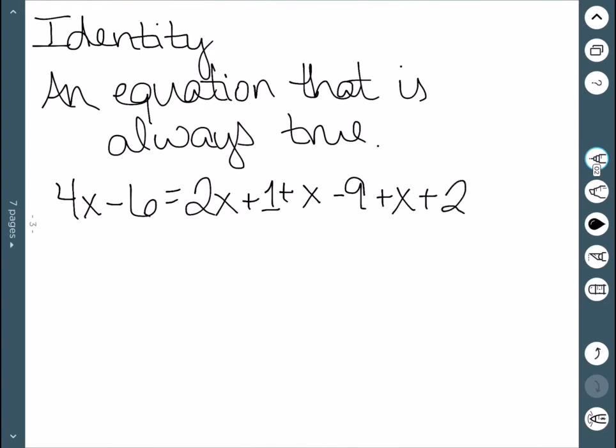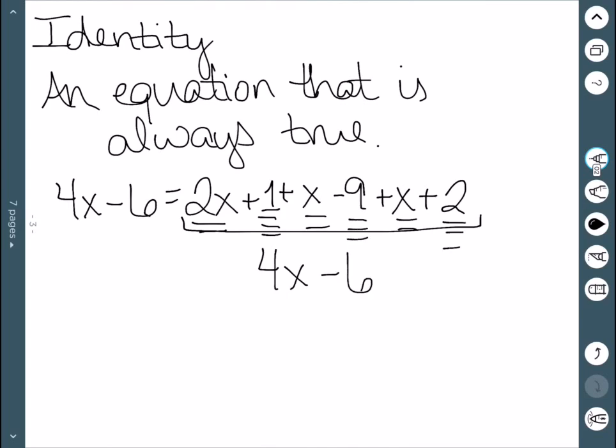And the main reason why is if I look at this right-hand side here, I can see I have a 2x, an x, and an x. That would give me 4x. I also have this 1, negative 9, and plus 2, which would give me a negative 6. So both sides of the equation represent the same thing. It doesn't matter what value that you pick for the variable, it will result in a true statement. So this is an identity.